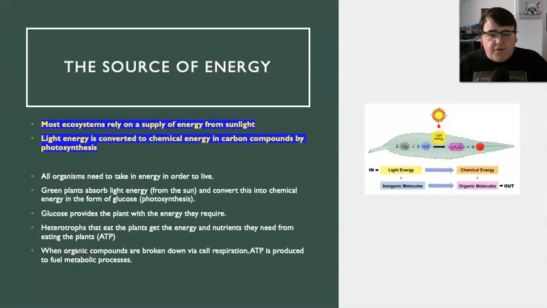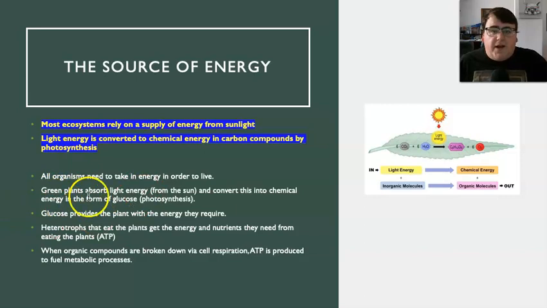So first off, we need to talk about the source of energy. Where does energy come from in general across our entire ecosystem? In order for all organisms to survive, they need energy in order to live. Where that energy comes from in the entire food chain is, if you trace the energy back far enough, most organisms would have obtained that energy from the sun. Now that starts with green plants.